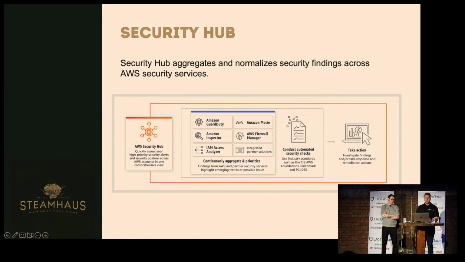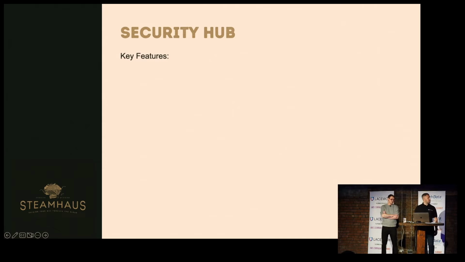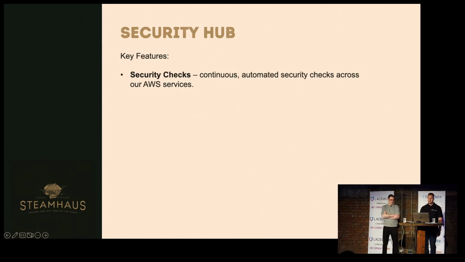Security Hub aggregates and normalizes findings across our security services and provides us with a single pane of glass view of our security posture within our AWS environment. Some of the key features of Security Hub are, first and foremost, security checks. Security Hub will continuously run automated checks across our AWS services and resources to ensure that they align with best practices and also some regulatory frameworks. These checks are applied via one of many predefined security standards that we're able to leverage in our organization through Security Hub. These standards are CIS, PCI DSS, and AWS Foundational Best Practices.